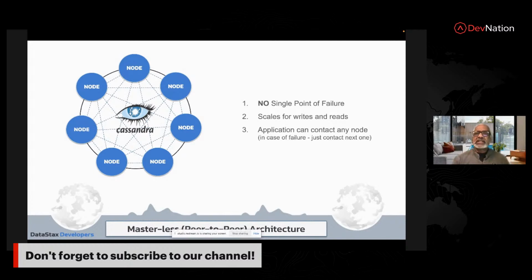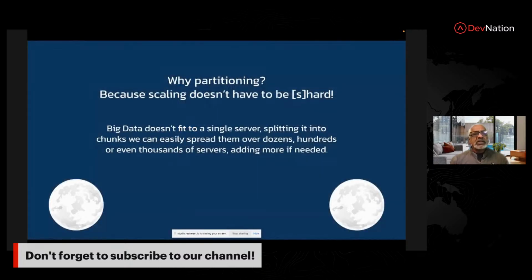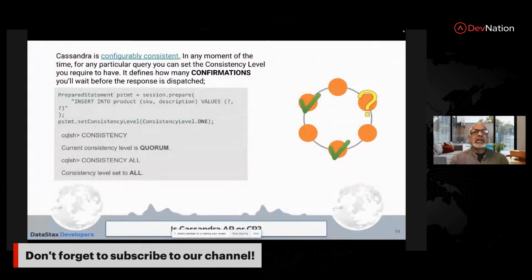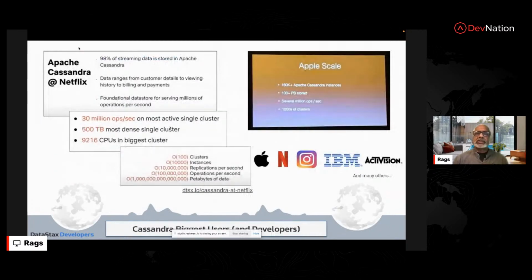It scales for writes and reads, and the application can contact any node. As long as you're able to contact a node, you should be able to get your work done. One of the key things about this is partitioning. Can I do it myself? Of course I can, but it's very, very hard to do, and that's why you would rather let the platform handle all of this automatically for you. In Cassandra, you can tune the consistency. There are a number of different quorums that you can set up, and you can see some of them in action today, though not all of them.